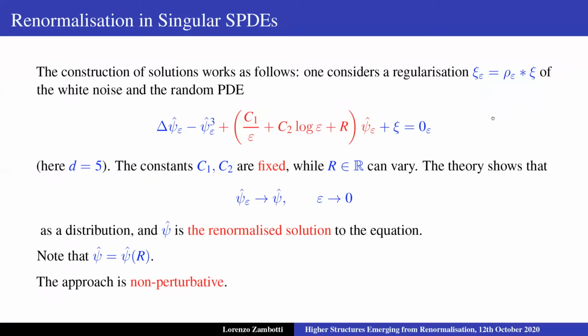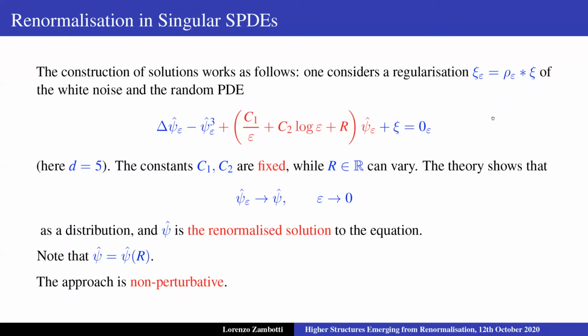And it turns out that if you do this modification, you do have a convergent object, and the limit is what the physicists wanted to construct. So this is the correct solution, this psi hat here, which is the limit of psi hat epsilon. Again, psi hat is a distribution, and it is called the renormalized solution to the original equation. So I wrote that C1 and C2 are fixed, so they are given by the model essentially, just as the powers which appear, so 1 over epsilon and log epsilon, while R can vary. You can more or less choose it, and in general, the solution psi hat depends on R.